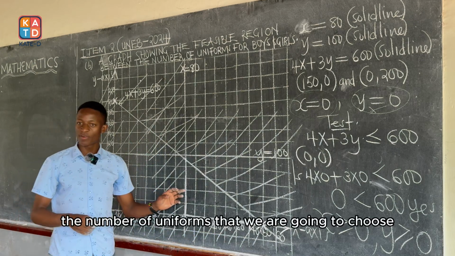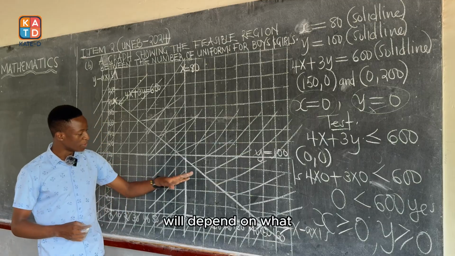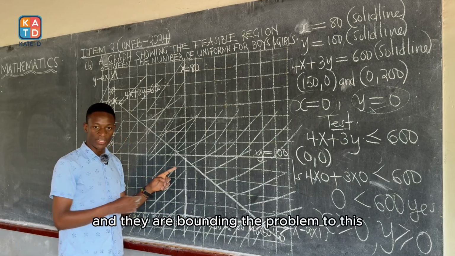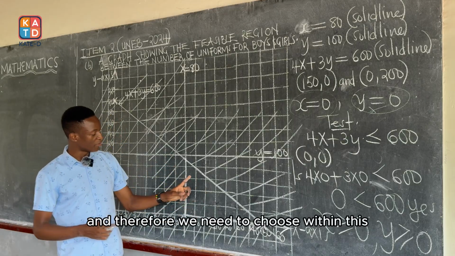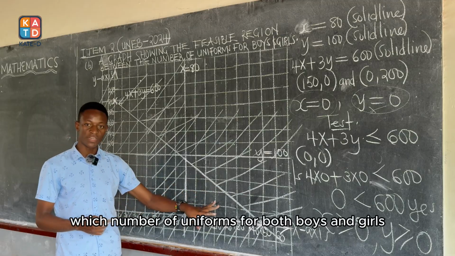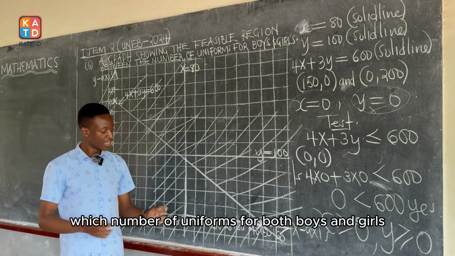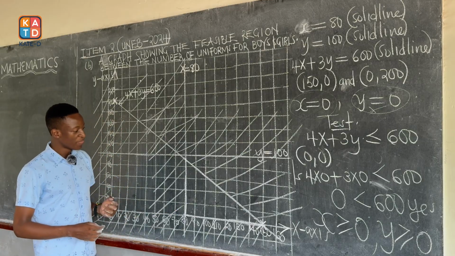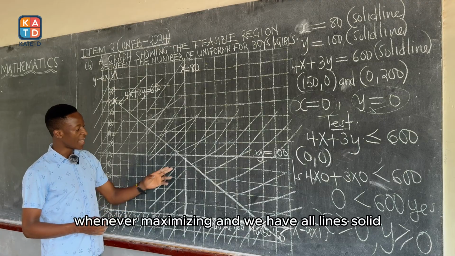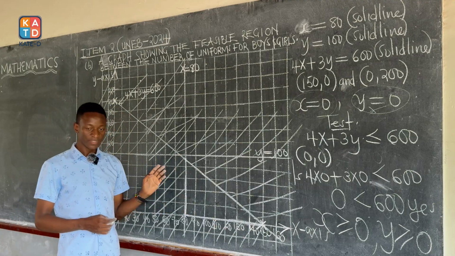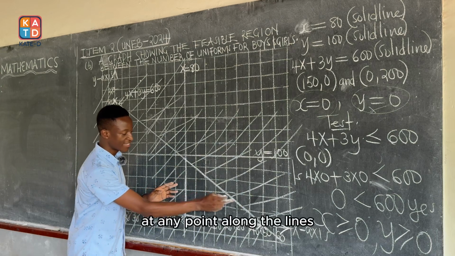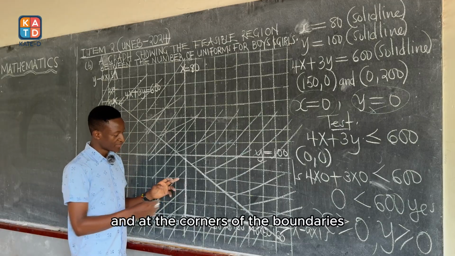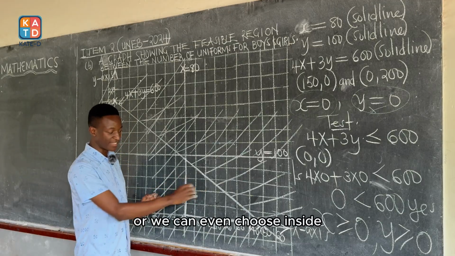So the number of uniforms that we are going to choose will depend on what? All the constraints have been utilized and they are bounding the problem to this region, and therefore we need to choose within this which number of uniforms for both boys and girls can actually maximize the tailor's profits. Whenever we are maximizing and we have all lines solid, it means that we can choose any point along the lines, at the corners of the boundaries, or even inside.